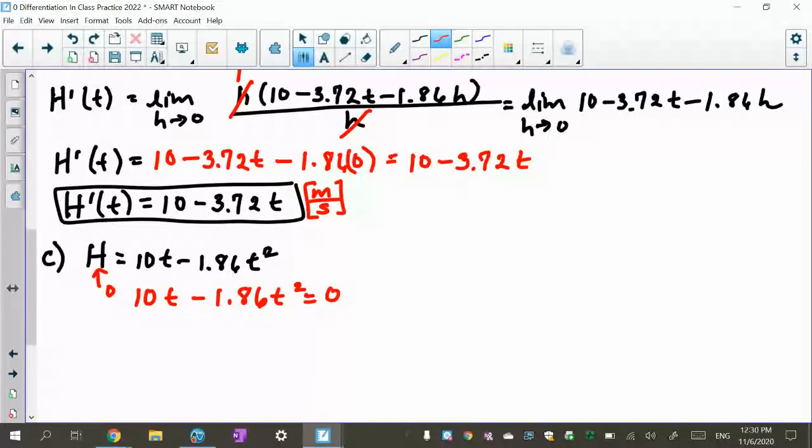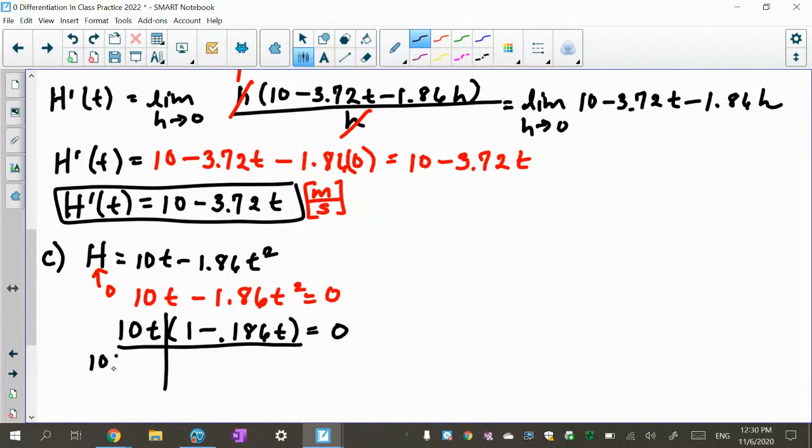Now, I know you could use the quadratic formula, but I like to expand your brains a little bit. We're going to just factor out the 10t because they both have that in common. If I take out a 10t, I have 1 minus, and it just moves the decimal over one place because I'm dividing by 10, equals 0. That's why sometimes this is way easier than the quadratic formula. 10t equals 0, time is 0. That's right when the rock was thrown. It wasn't launched. Then I do 1 minus 0.186t equals 0.